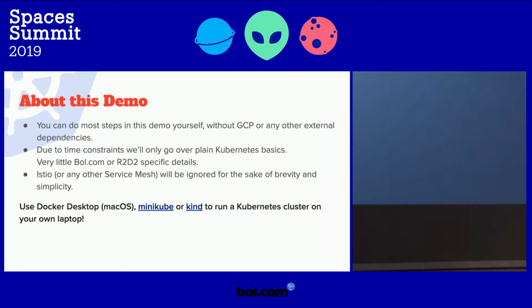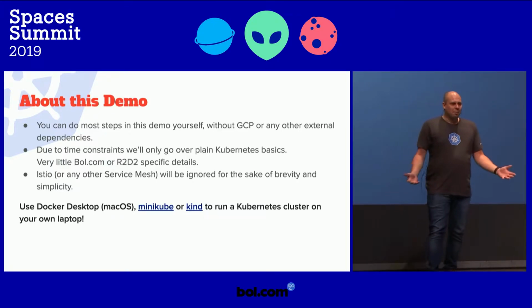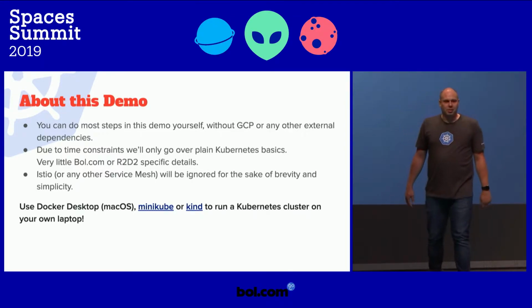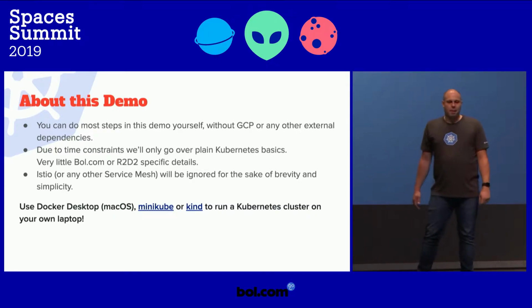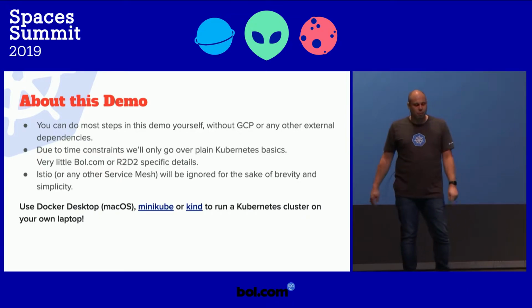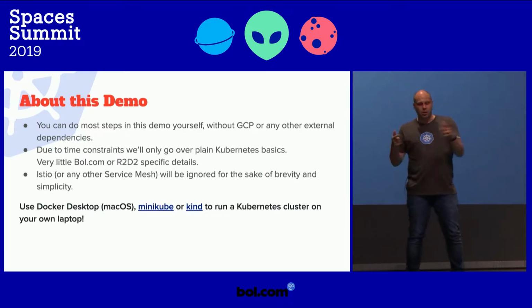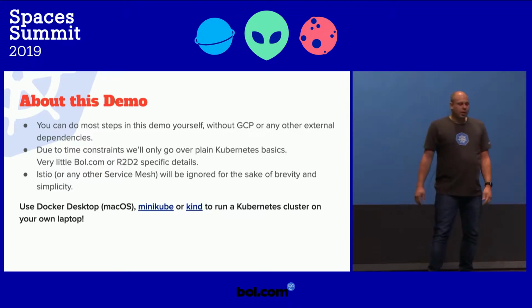Okay. Lesson 2 in prepping a talk for the Spaces Summit. 30 minutes is not a lot of time, especially if you want to cover a lot of ground, like a Kubernetes cluster. So it will be completely impossible to teach you everything about Kubernetes in 30 minutes. So I'm going to stick to the basics. And sticking to the basics means a couple of things. We're not going to do much of the bol.com specific stuff. We're just going to focus on Kubernetes as a platform. There won't be any R2D2. It's just plain Kubernetes. And advanced concepts like Istio will be ignored altogether.